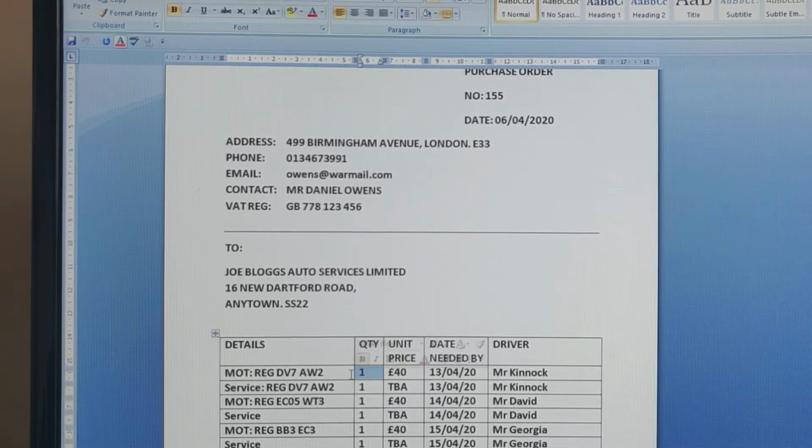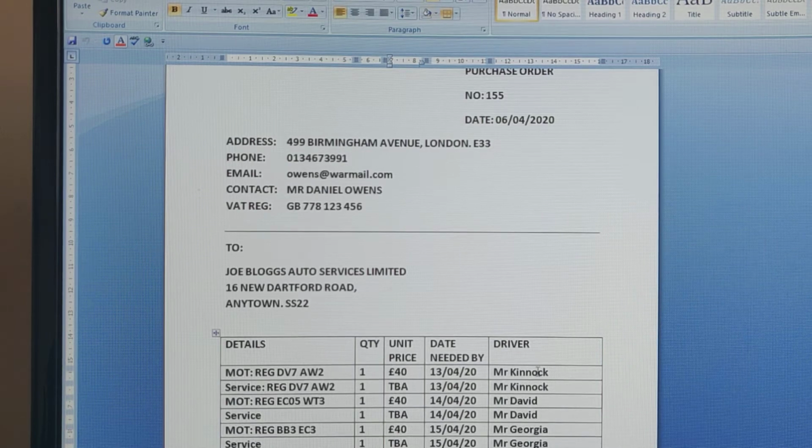The first one, if I use that as an example, is vehicle registration number DV7AW2. At the time of raising the order, the price of MOT is known. That's £40. MOT is £40. The driver of the vehicle is stated on the purchase order, but in the box where the cost of the service is supposed to be, you will see TBA, that is to be agreed, because the services to be provided will not be known until the vehicle has been thoroughly examined.